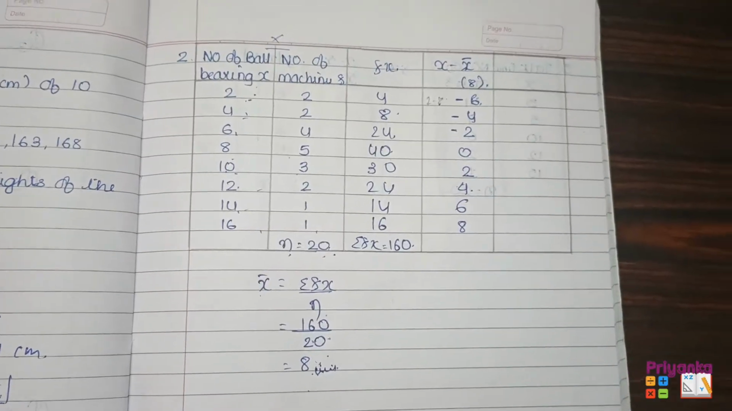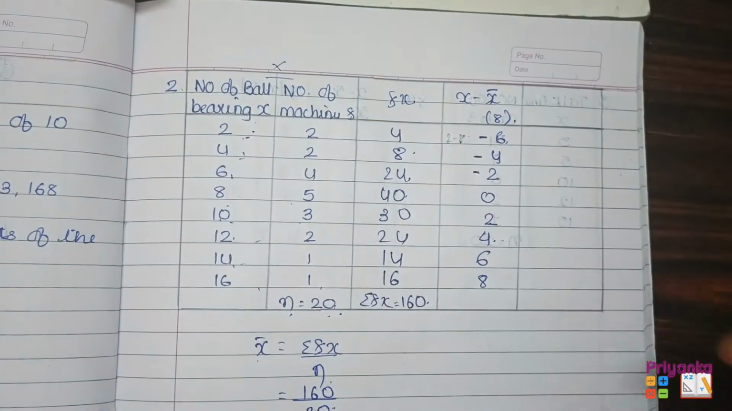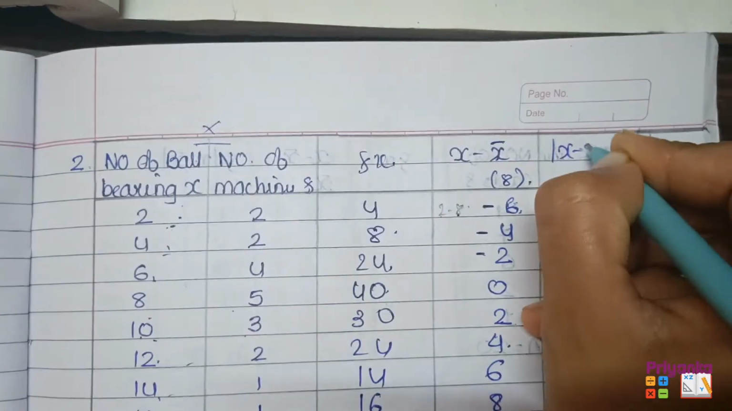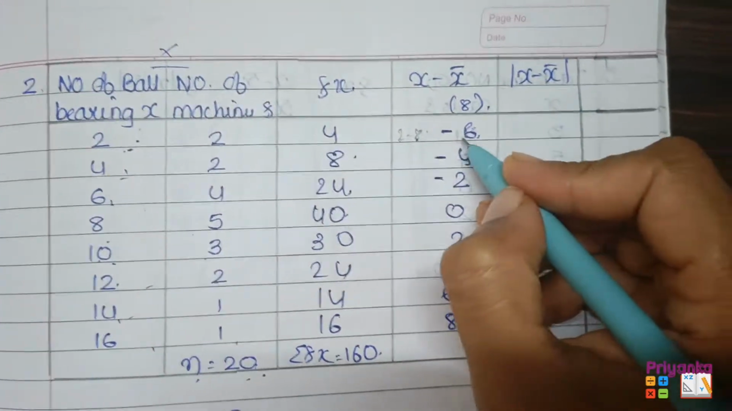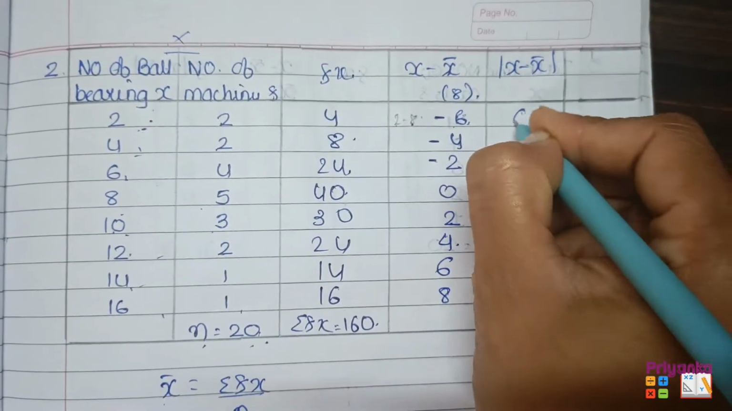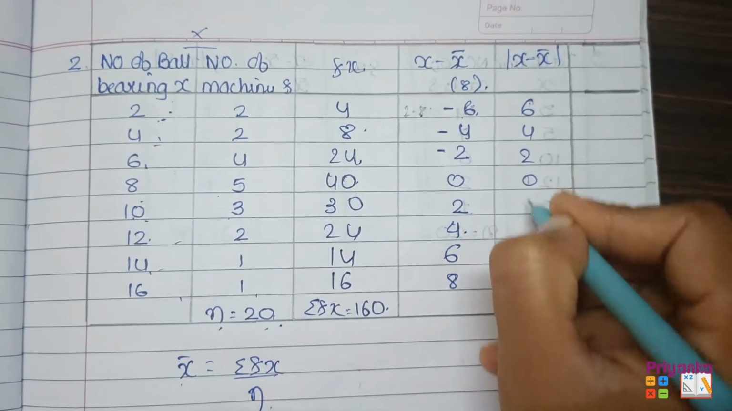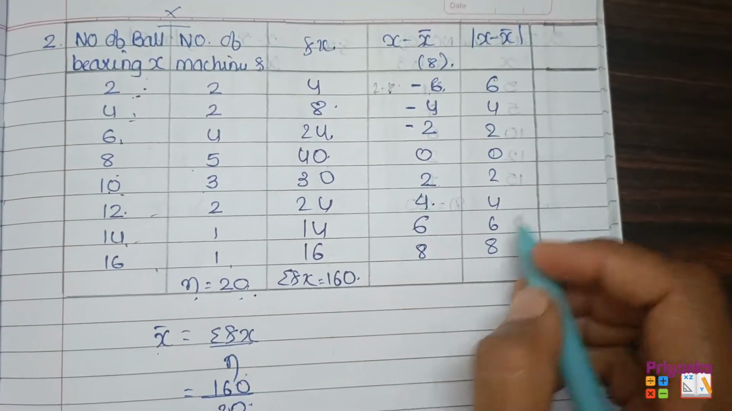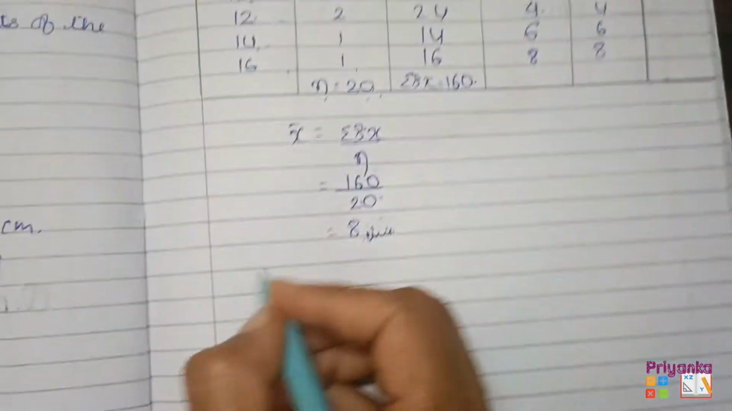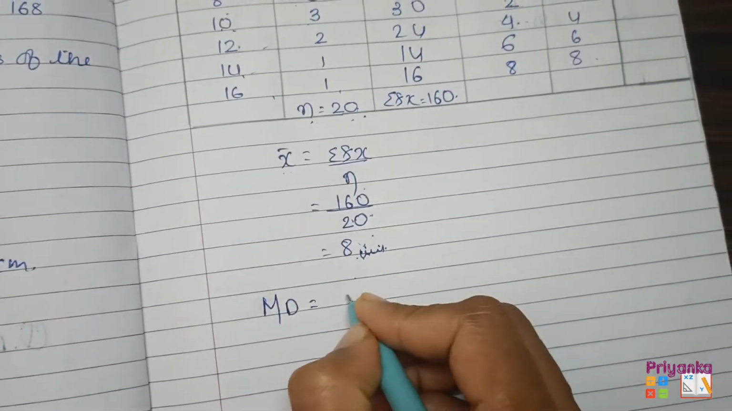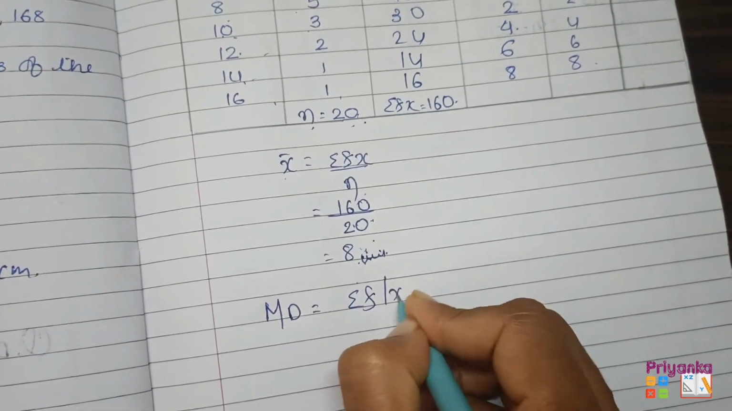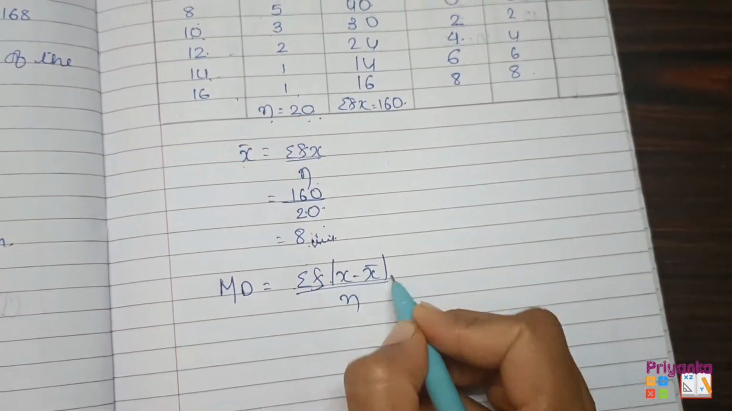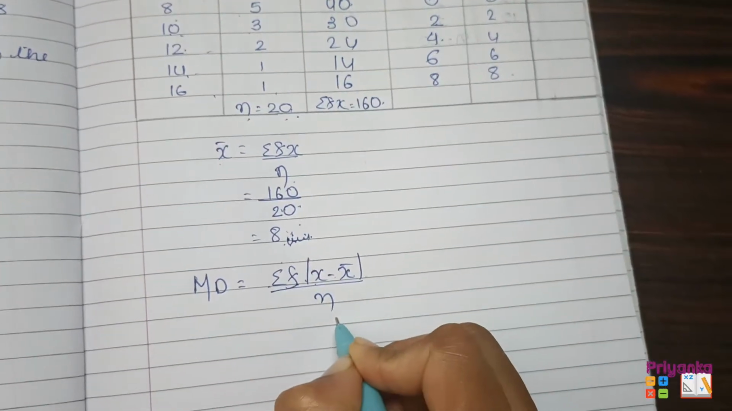And out of this, here we'll make a column of absolute bracket, that is x minus x bar, where all the values will turn into positive. 6, 4, 2, 0, 2, 4, 6, 8, and still we don't need the total of this, as we need the formula. When frequency is introduced, the formula becomes sigma frequency absolute bracket x minus x bar upon n.